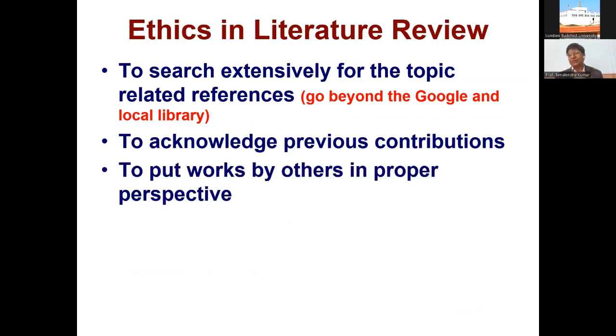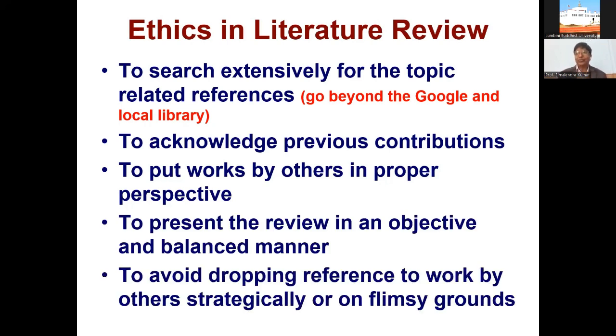So the first is the literature review. The first step is identifying the research questions or research proposal. A researcher is supposed to undertake the literature review. He has to go continuously through books or journals related with his research. How a researcher is concerned with ethics in literature review, let us discuss. To search extensively for the topics related with references. Sometimes people take a shortcut, they depend on Google and the local libraries. They do not go outside the place where the researcher is staying.